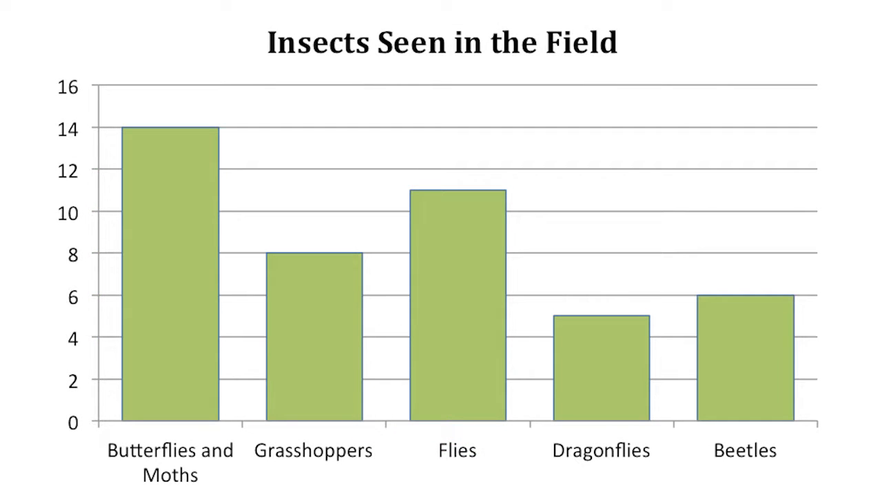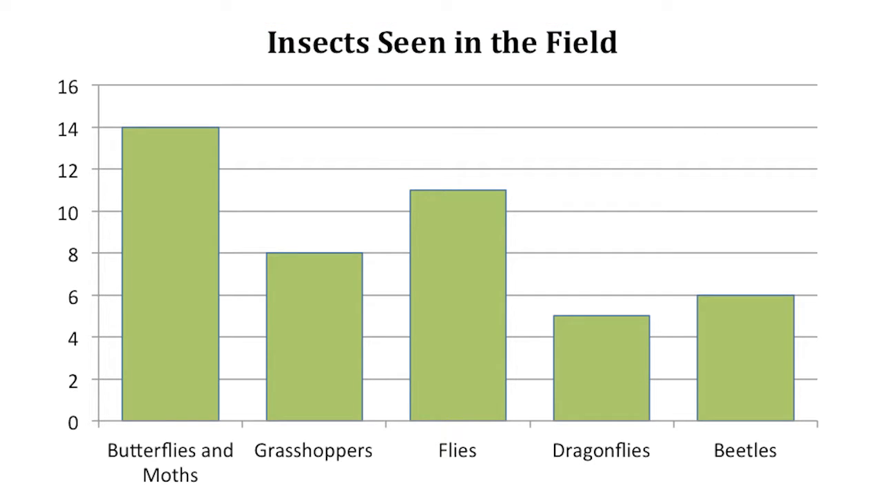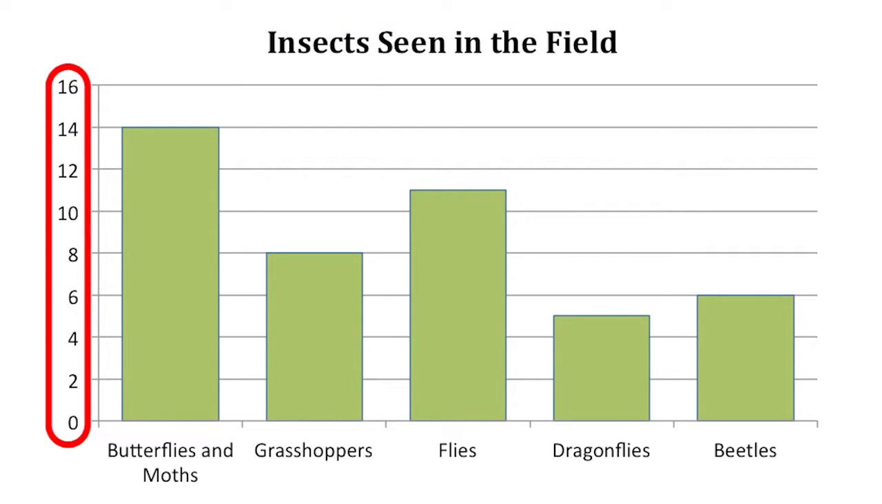Sometimes bar graphs can be scaled to make them easier to read when representing large amounts of data. Let's look at this graph. First, what is this graph about? If we read the title, it says the number of insects seen in the field. Notice that instead of each line being scaled by 1, each line now represents 2.